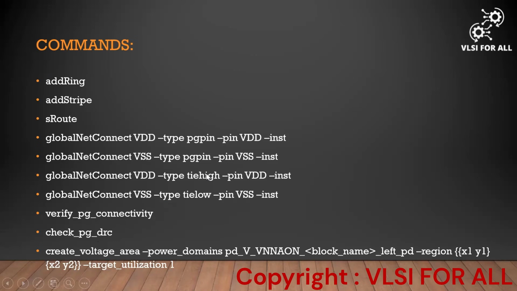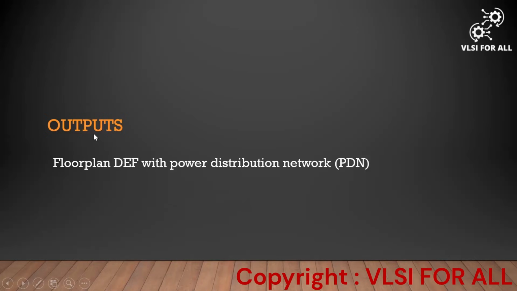If you have multi-voltage area designs, we can give the command create voltage area with the power domains. Whatever domains we have, according to the block name and the region we want to create in some power area. This is one region and this is another region, given with coordinates, and -target utilization. These are all the commands we give in the power planning stage. And for the outputs, after the power distribution, we give the floorplan DEF with the power distribution network, which means PDN.